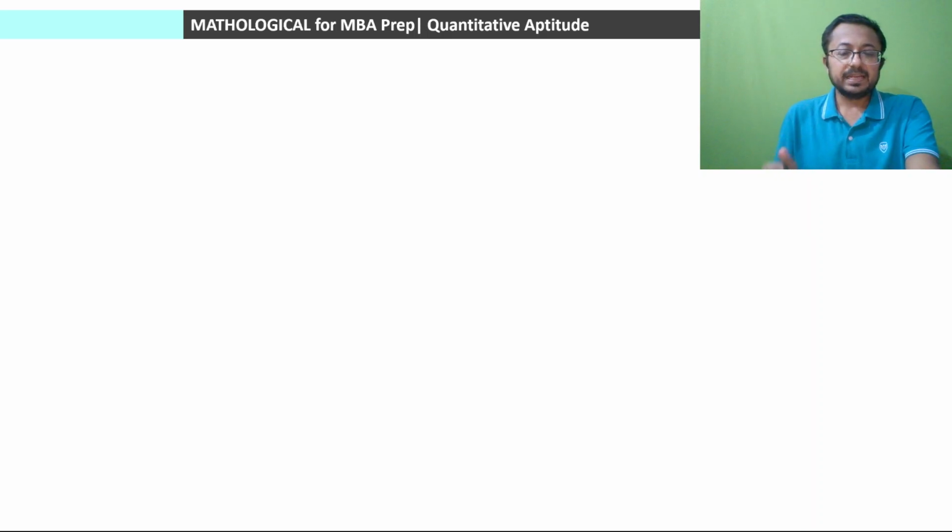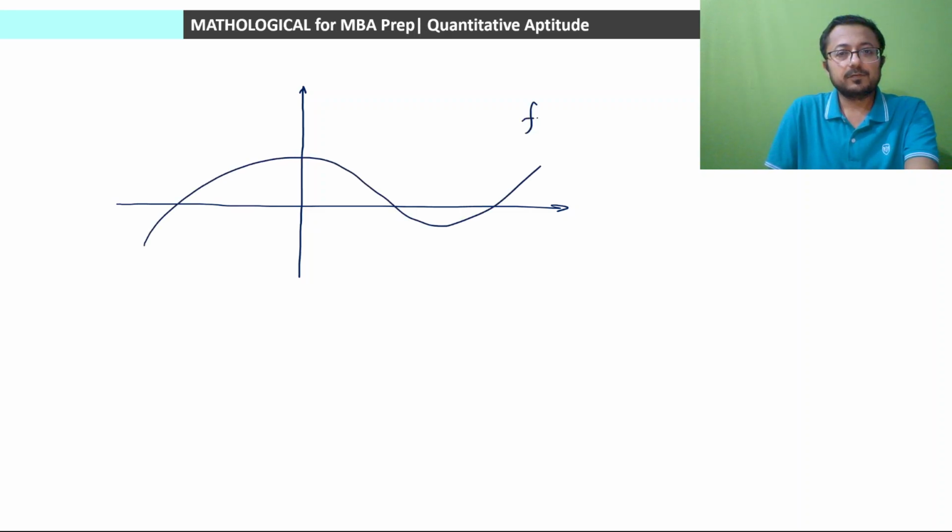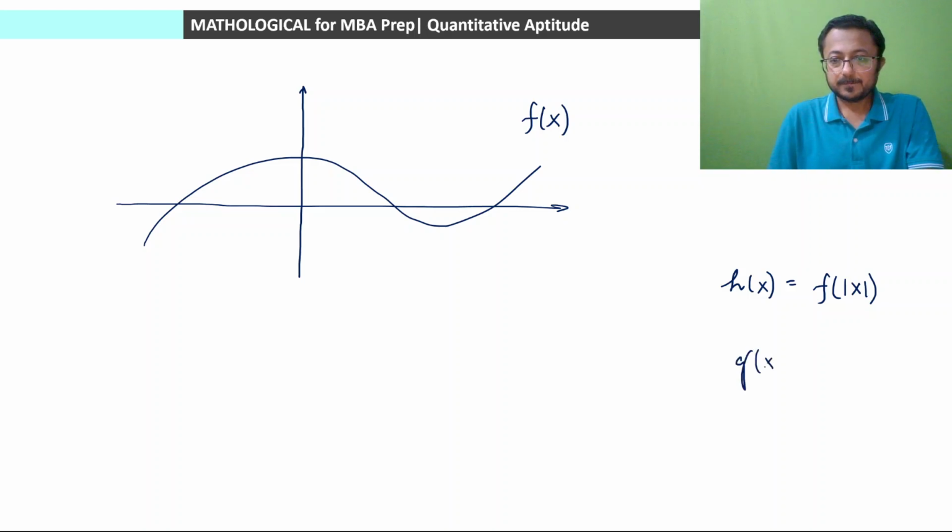तो लेट अस से हमारा एक ग्राफ है, रैंडम ग्राफ लेते हैं, कुछ रैंडम सा ग्राफ बनाते हैं और फिर उस पर कुछ लर्निंग लेते हैं। लेट अस से दिस इज आवर ग्राफ, बनाते हैं f का कुछ रैंडम सा। लेट अस से दिस इज आवर f of x. Now we need to make two graphs, one will be let us say h of x, that is equal to f of mod of x, and our second graph will be g of x, that will be mod of f x.